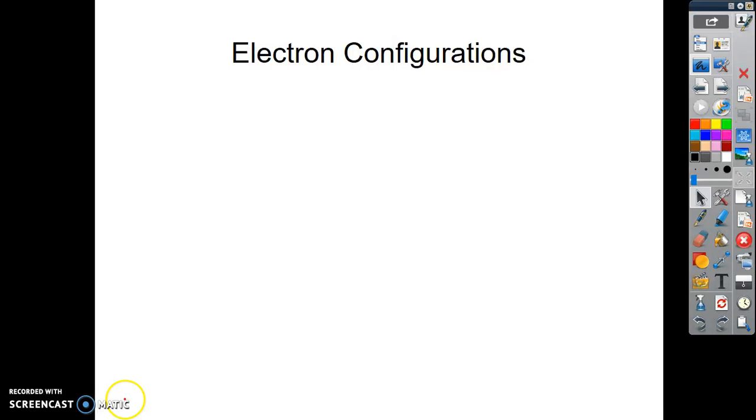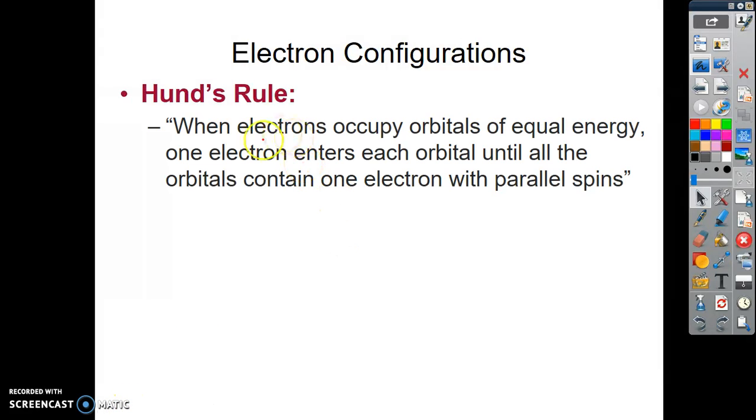All right, 2 down. We've talked about Aufbau. We've talked about Pauli. The last rule that governs electron configurations is something called Hund's rule. Now, Hund's rule says that when electrons occupy orbitals of equal energy, 1 electron enters each orbital until they all contain 1 electron with parallel spins.